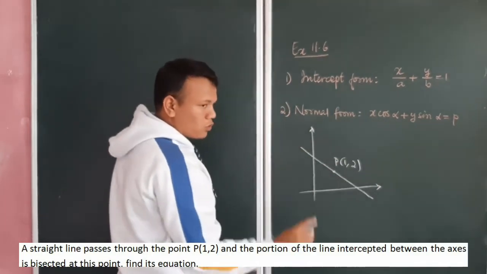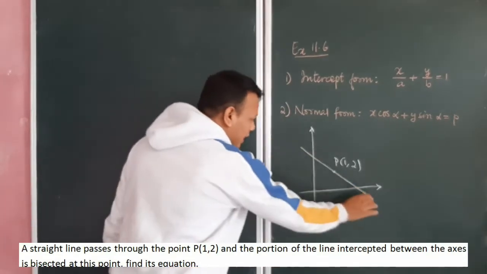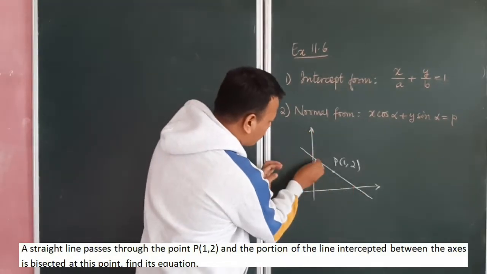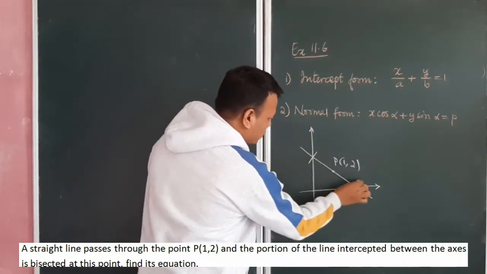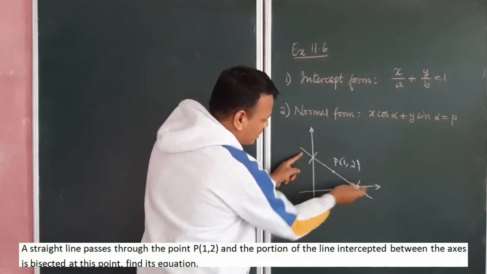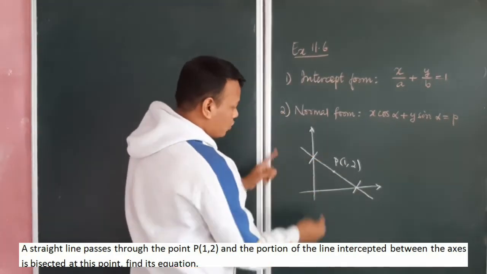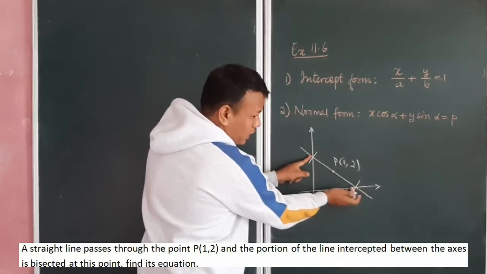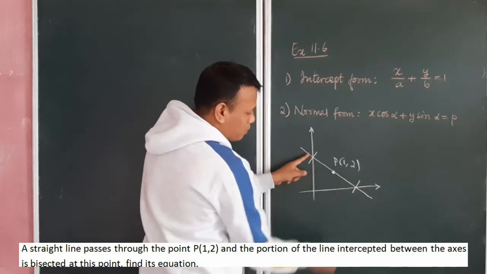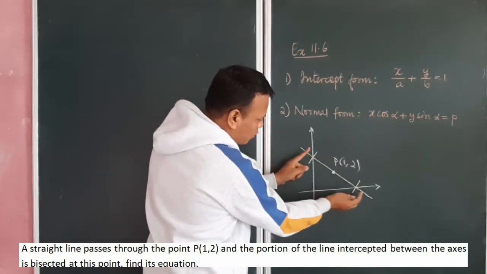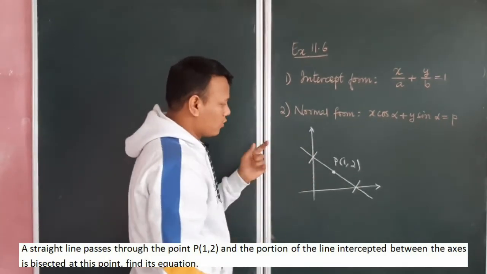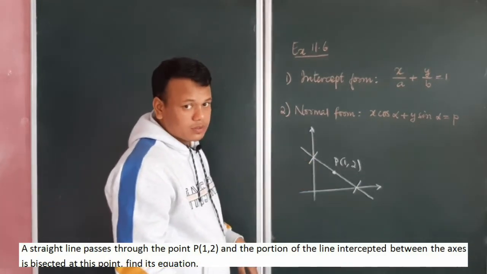The portion of the line intercepted between the coordinate axes, that means I am talking about this portion, because this portion is lying in between the intercepts. This portion will be bisected at point P. That means this point P is the midpoint of this. That's the meaning of this particular sentence. So we need to find the equation of this line.